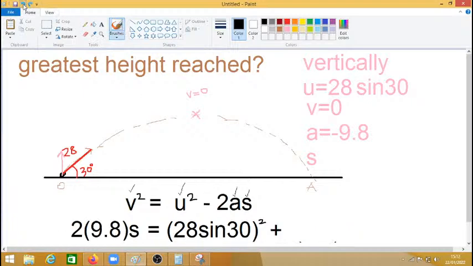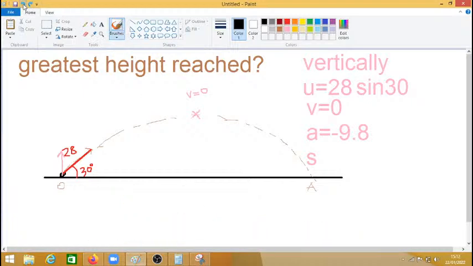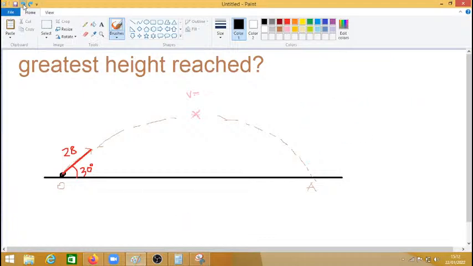Now we've worked out that the greatest height is 10. Let's see what else we can work out. So in a question like this, the first key fact to know is that at the greatest height, the vertical velocity is equal to 0. Doesn't mean the horizontal velocity is equal to 0, but just the vertical velocity. It means it's no longer rising.